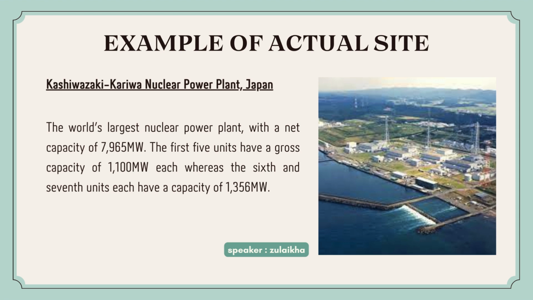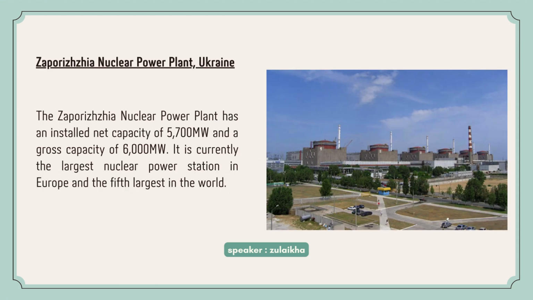1,356 megawatts. Zaporizhzhia nuclear power plant, Ukraine. The Zaporizhzhia nuclear power plant has an installed net capacity of 5,700 megawatts and a gross capacity of 6,000 megawatts. It is currently the largest nuclear power station in Europe and the 5th largest in the world.